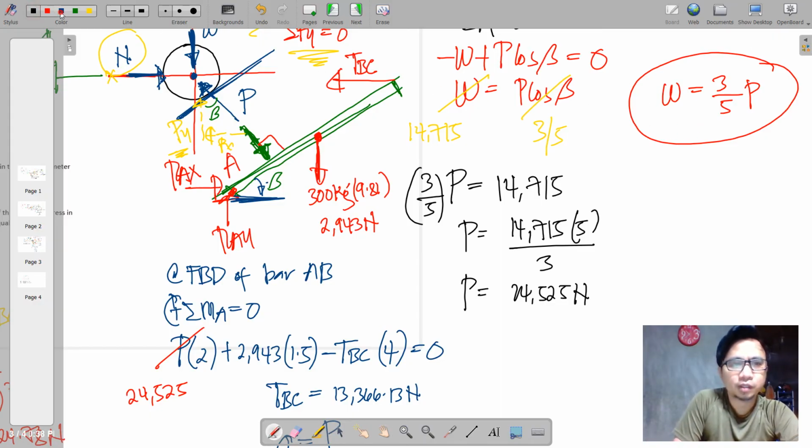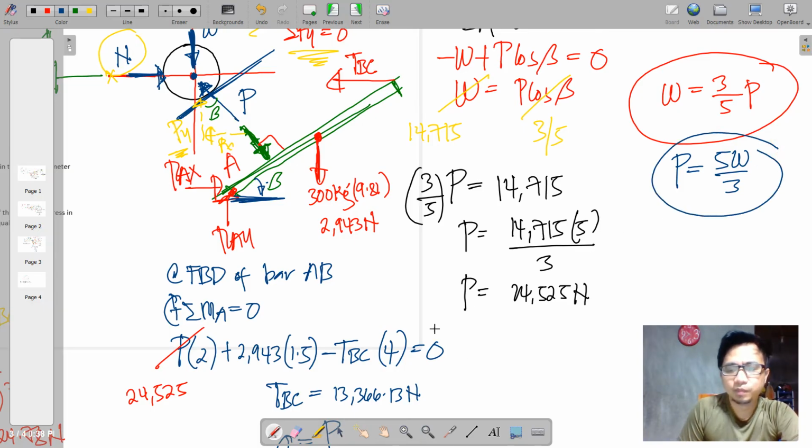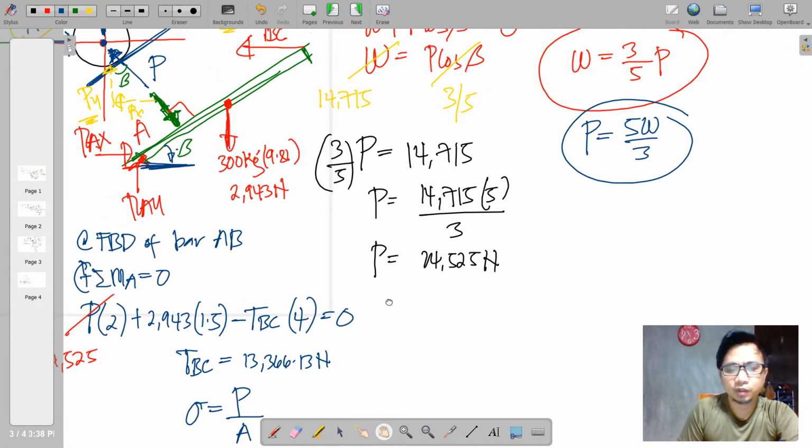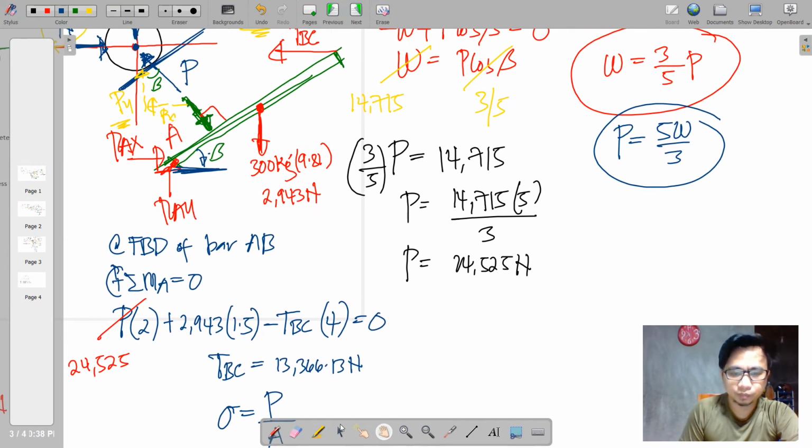Okay, so I hope that is clear to you. So we'll just have to solve for P. P is equal to 5W all over 3. So again, if we wanted to have the W, then again we take moments at A equal to 0.